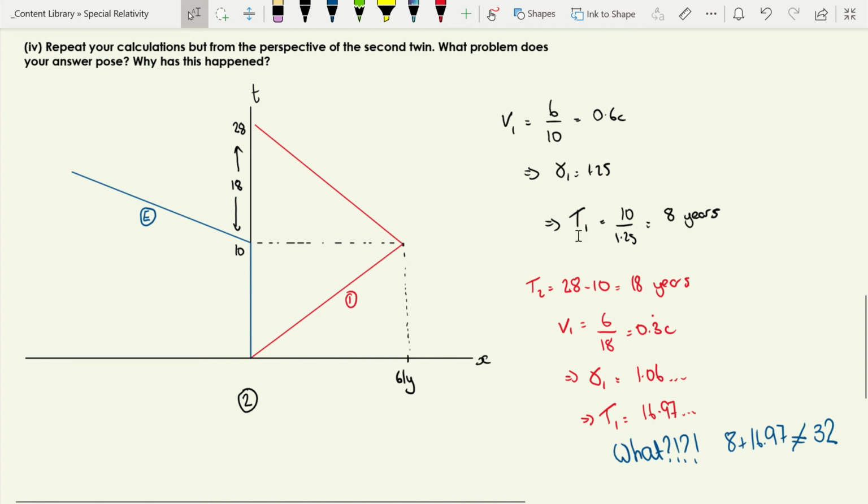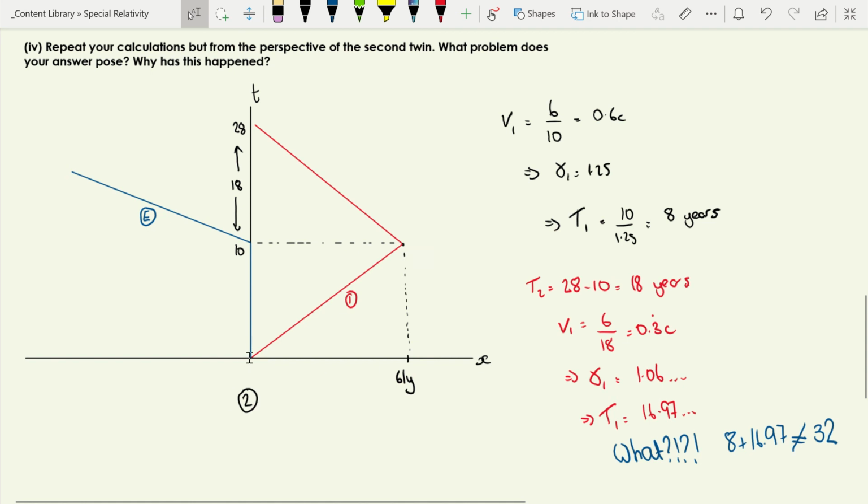So we can figure out how long passes for Captain 1 during the 10 years. Remember, Captain 1 is the moving clock, so we're going to divide that by 1.25. That gives us 8 years passed for Captain 1 from Captain 2's perspective. And we can do the second part of the journey as well. We know the second part of the journey, once Earth has rocketed off, is 18 years from Captain 2's perspective. So we know that Captain 1 has moved a distance of 6 light years away from Captain 2.